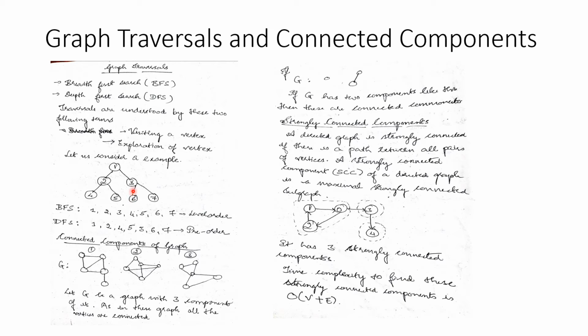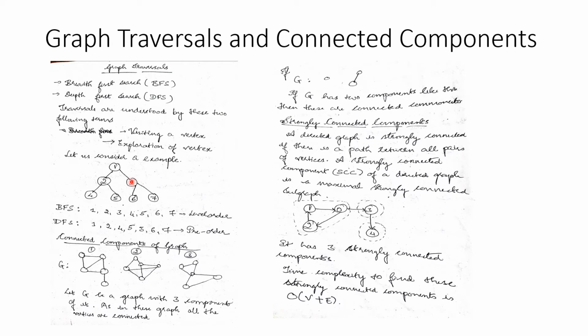So I'll come back to vertex 3, and check if there is any other vertex connected to 3 that I haven't visited. Yes, there is the vertex 7 which is connected to this and I haven't visited it. So I'll come to 7 and again try exploring it, but I don't find any other vertices connected to this. So I will again go back to 3 and check for any other vertices that are connected to 3. No, I don't have any other vertices connected to 3.